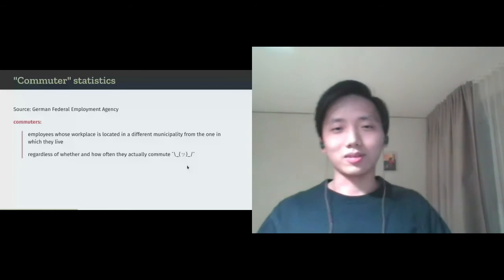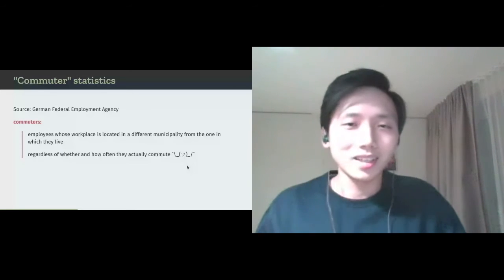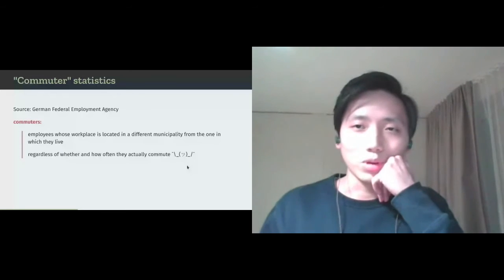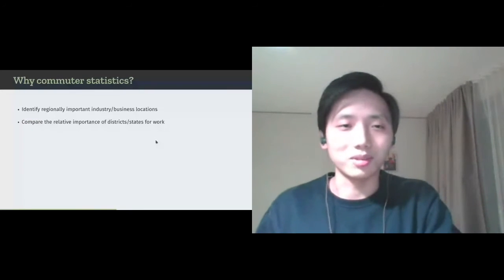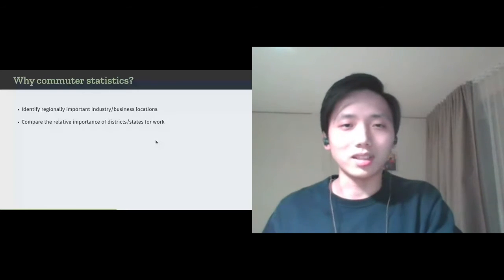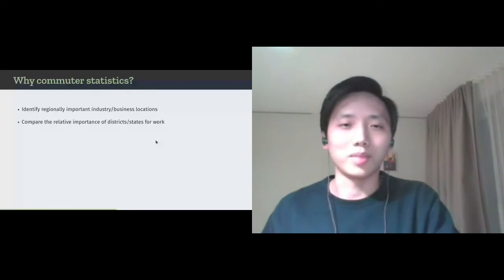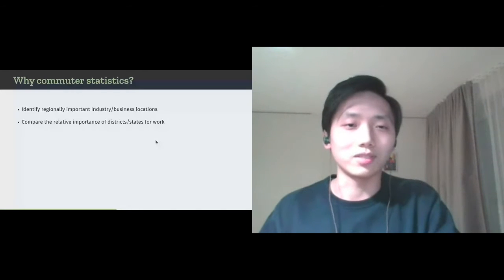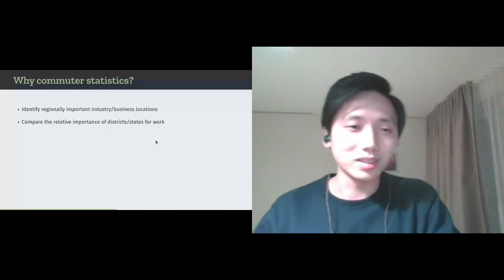So why did we do it? Why commuter statistics? Because all the people in our team are social science students. We're interested in identifying regionally important industry or business locations, and on the basis of that, comparing the relative importance of districts and states in Germany for work, and especially for us in Bremen.